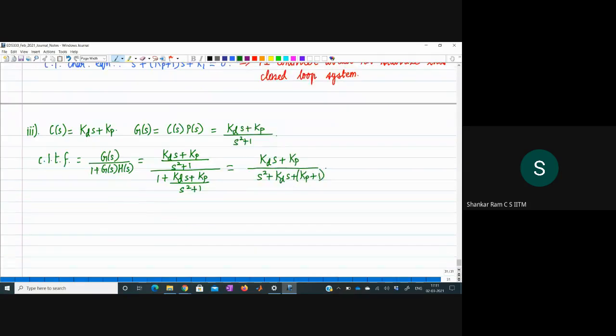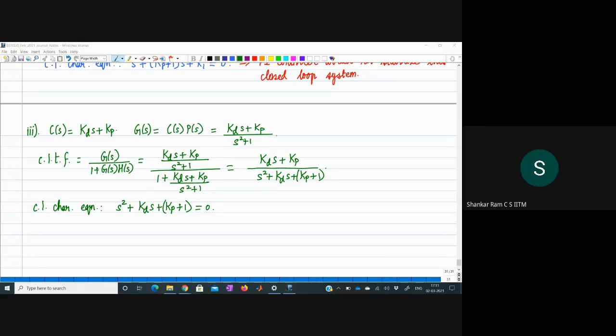So the closed loop characteristic equation in this particular case is going to be s squared plus KDS plus KP plus 1 equal to 0. Now what can we observe? This is a second order polynomial, correct? So what can we observe? The coefficients will be of the same sign and non-zero. So PD would stabilize the system.